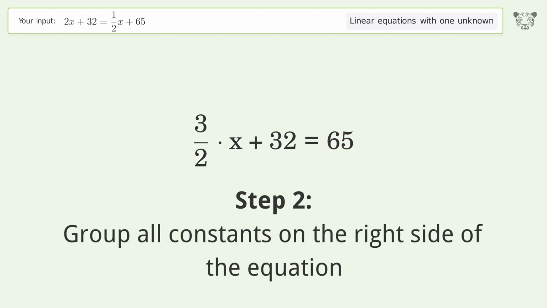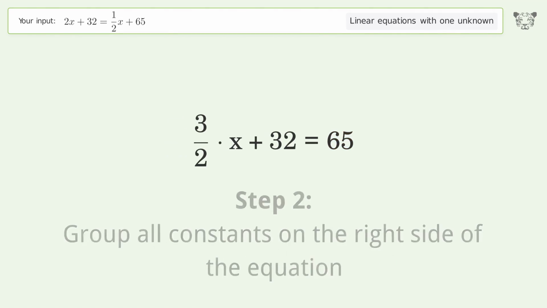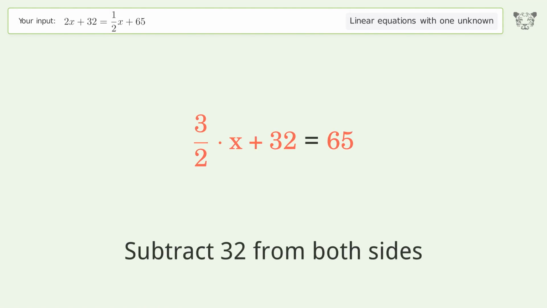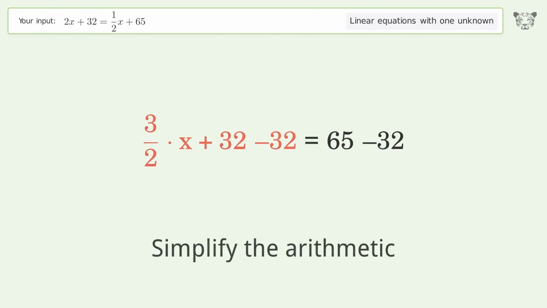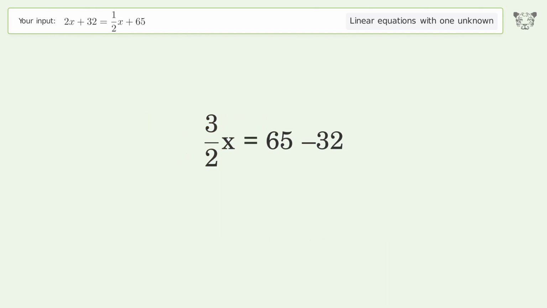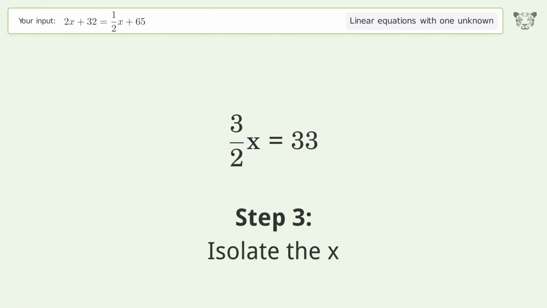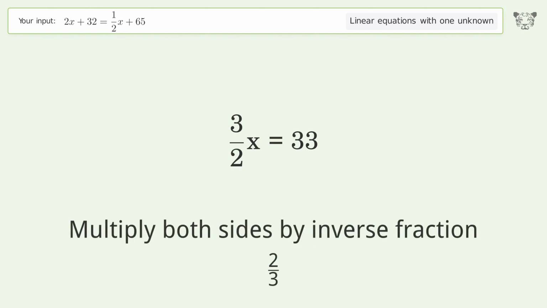Group all constants on the right side of the equation. Subtract 32 from both sides. Simplify the arithmetic. Isolate the x. Multiply both sides by inverse fraction 2 over 3.